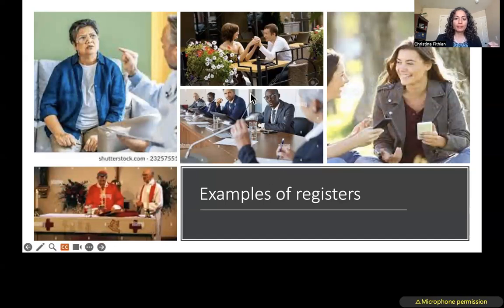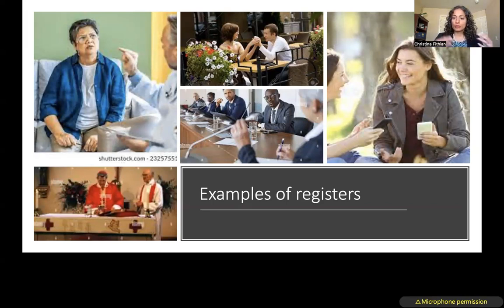Now, another type of register that's indicated by this picture here on the bottom middle is an example of what we call a formal register. So when we think about a formal register, this is like the register you'd use to write an academic paper in APA format or something like that. Or if you're giving a talk at a conference, you're going to use a particular register, say with people who are also experts in that same field, that you may not necessarily use if you're talking to your friends or you're talking to your grandma.